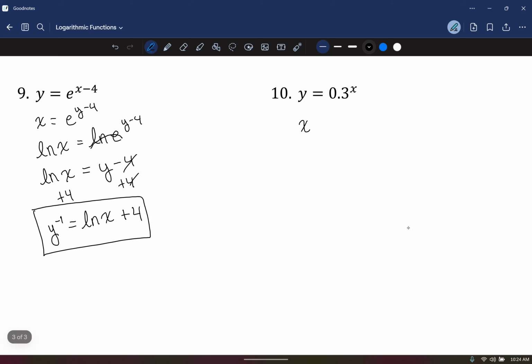Number 10, switch your x and y. That base with the exponent is isolated. Since that's a base of 0.3, I need to use a log with a base of 0.3 on both sides. The log with a base of 0.3 of 0.3 to the y cancels. Y is by itself, so we have y inverse equals log base 0.3 of x.